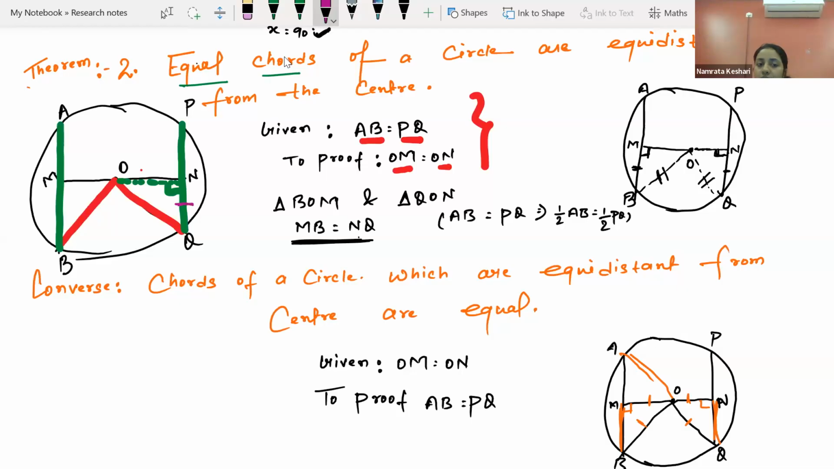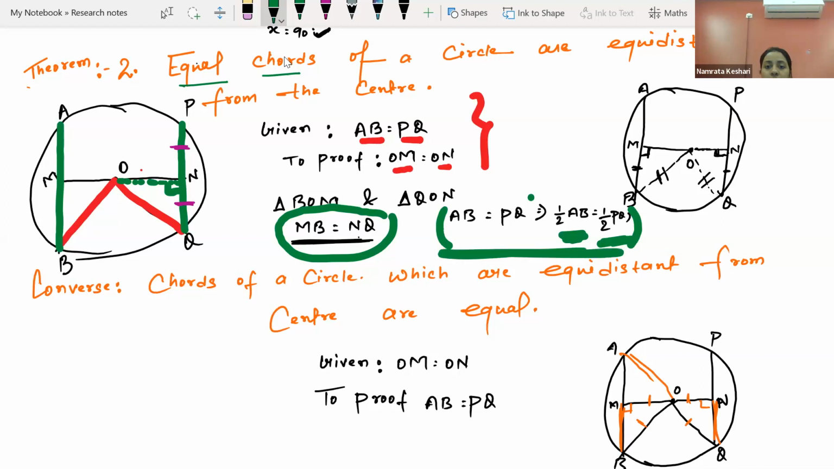Okay, so we can say that QN and PN must be equal. So you can see here I have written that MB and NQ are equal. Why? Because AB and PQ were equal, and half of AB and half of PQ will also be equal. Is it making sense to all of you? Yes or no? Getting it? Yes, ma'am.